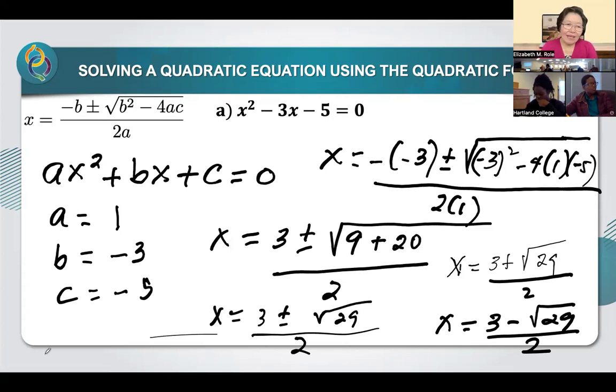All right, so let's try one for you, then we'll have some real world applications. So this one: 3x squared plus 4x minus 15 is equal to 0. Use the quadratic formula to solve the quadratic equation.